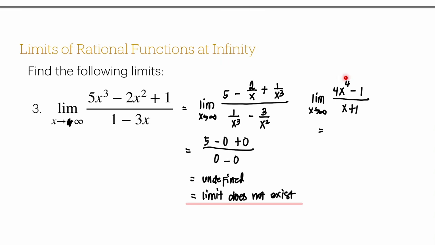So because the degree of the polynomial in the numerator is greater than that of the polynomial in the denominator, even if we increase this exponent, let's say it's x squared, the degree of the polynomial in the numerator is still greater than that of the polynomial in the denominator. So our answer here is the limit does not exist.